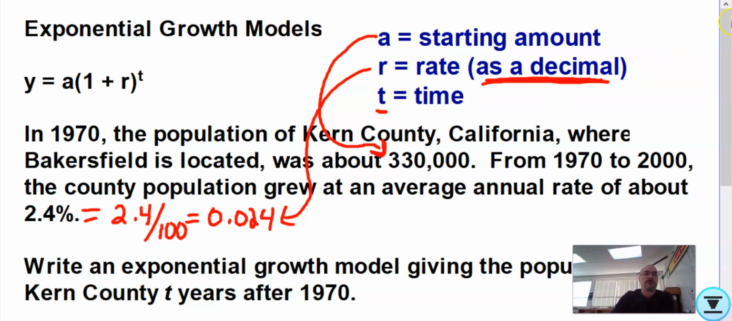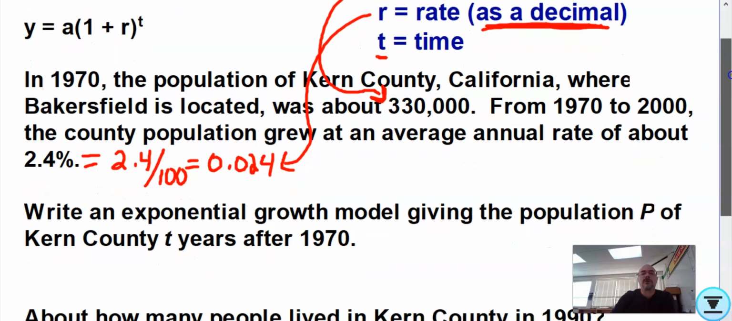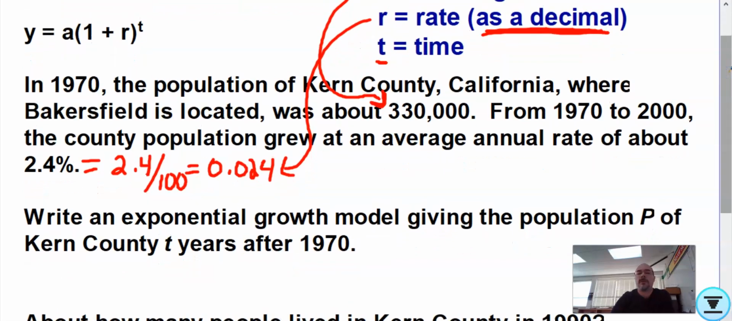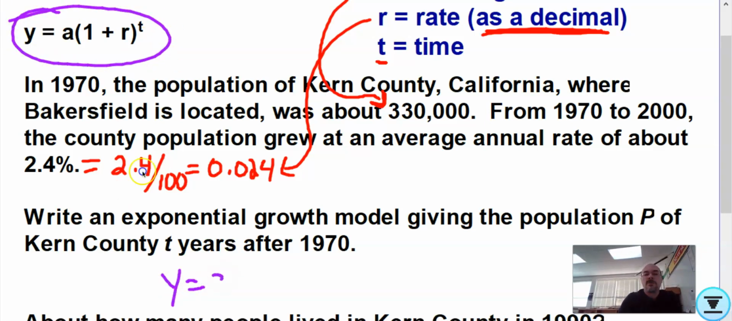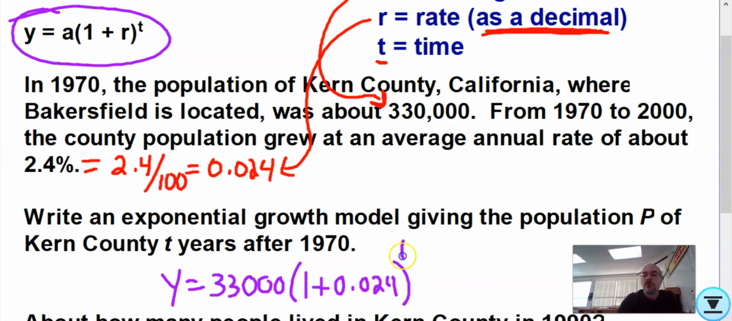Okay, well, the first thing we're going to do here is write an exponential growth model giving the population P of Kern County t years after 1970. All right, so here we go, ladies and gentlemen. We're going to go y equals, okay, I'm looking at this formula right here, 330,000 times (1 plus 0.024), it's a growth model, so 1 plus means it's growing, the rate as a decimal, to the t power, okay? Because it doesn't tell us what t is, so we're just going to put the t back in.